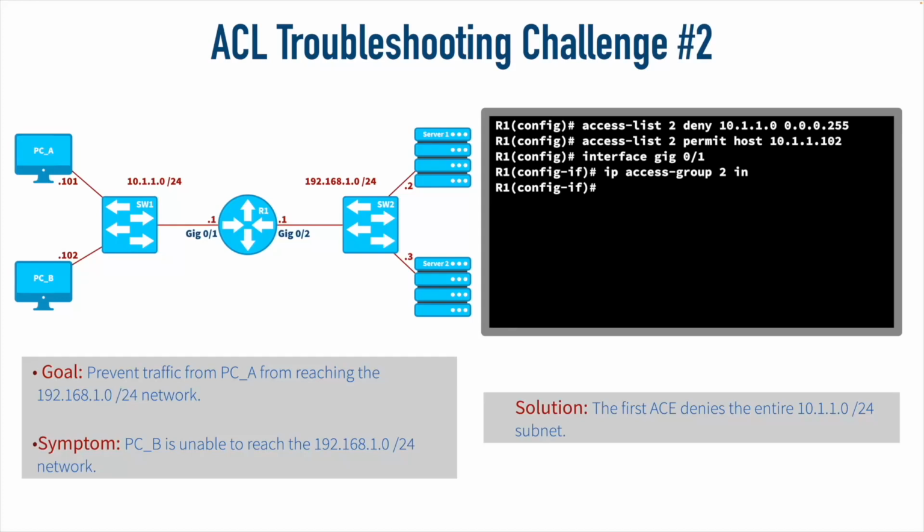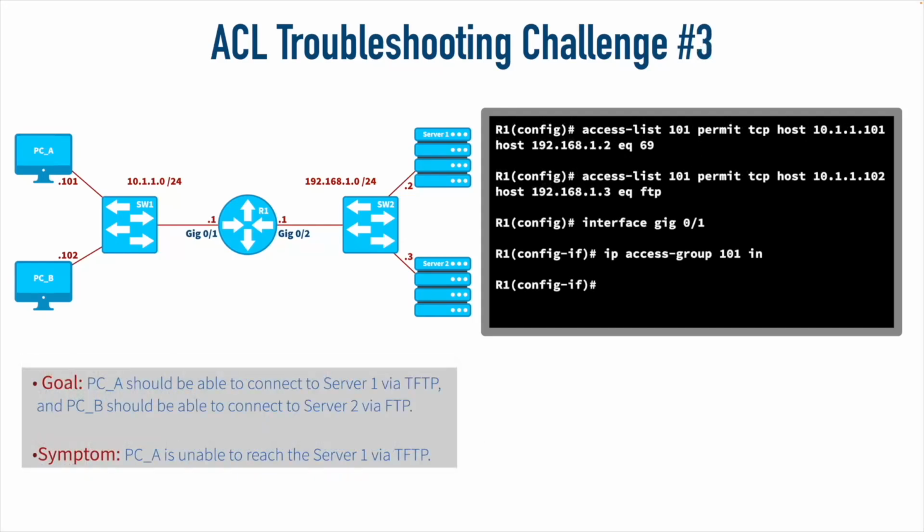Let's permit the host first, then we can deny the network. Or we could just permit host B and let the implicit deny any take care of dropping traffic from PCA. Either one of those solutions would work for this standard ACL. Now let's troubleshoot an extended ACL.